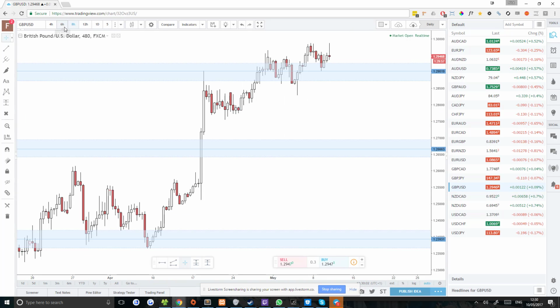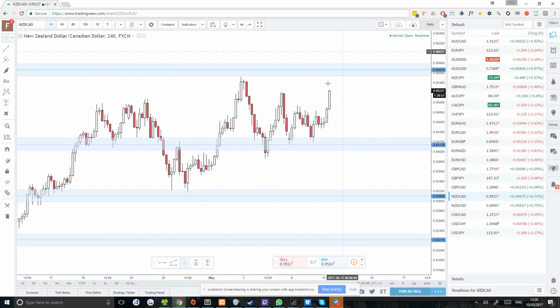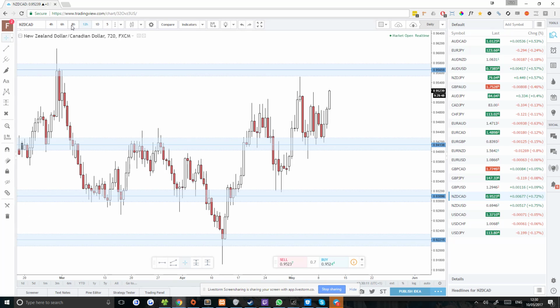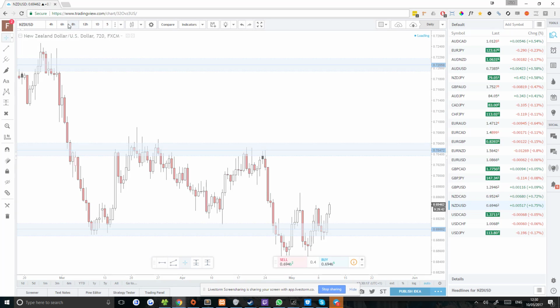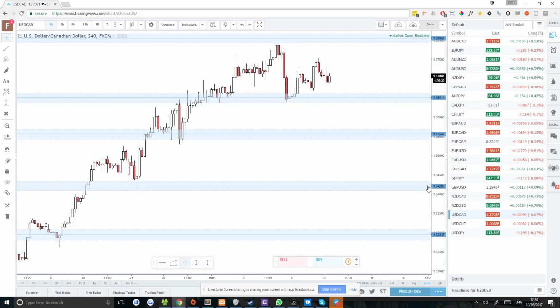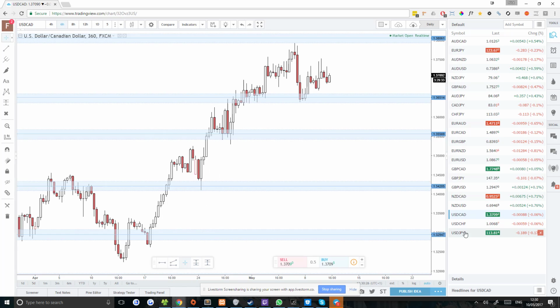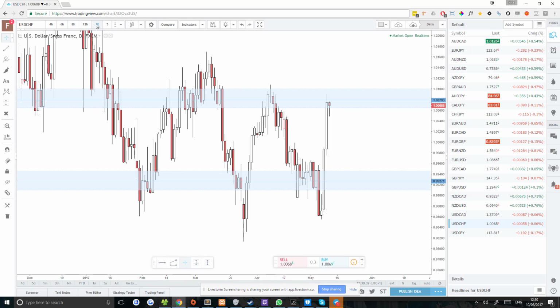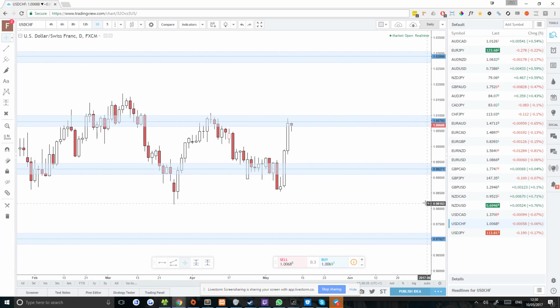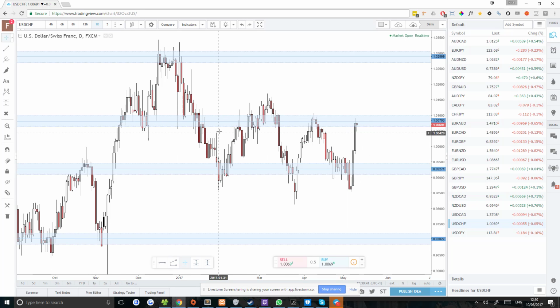GBPUSD, yeah, nothing really. New Zealand CAD. New Zealand CAD's pushing up quite strong. There's nothing I would really want to trade here. New Zealand USD. Nothing going on. USDCAD. Nothing going on. Ooh, hello. Hello, USDCHF. Interesting.